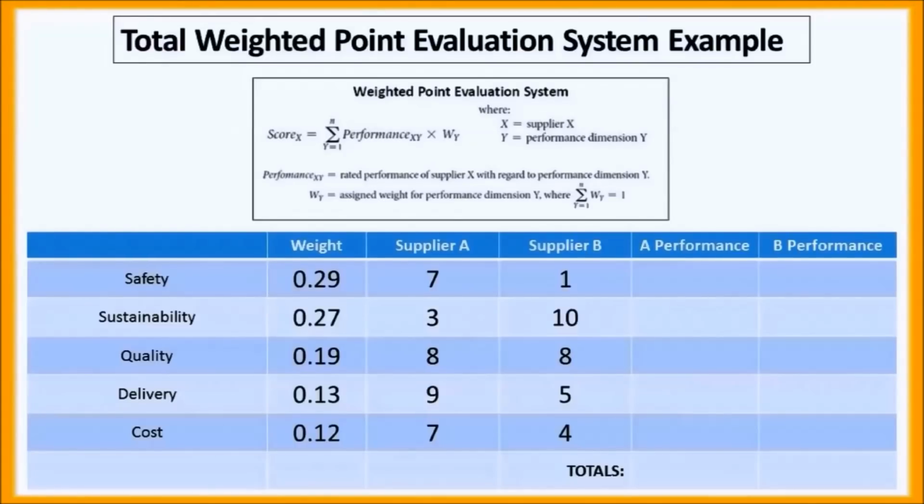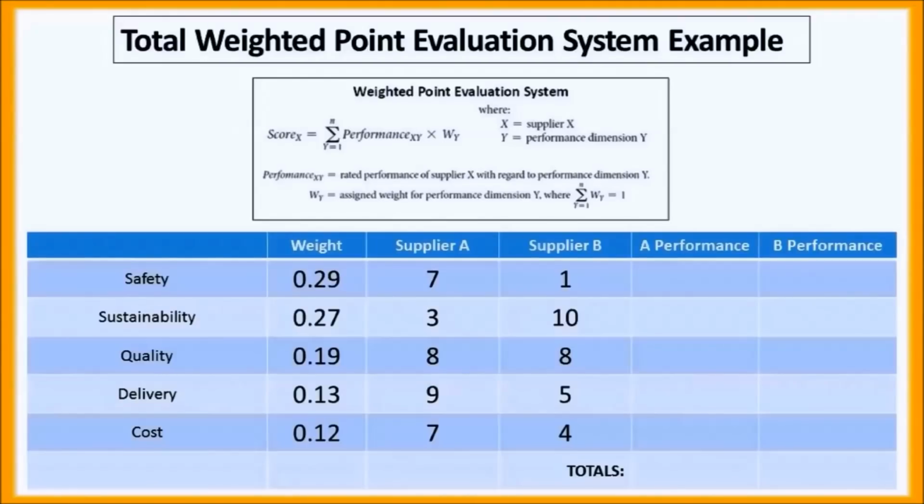And then the weights are there. The weights are importance. Now the first question that we need to answer is, is this a valid point evaluation system? And so there is an answer to that, and the answer comes from adding the weights. So for a valid weighted point evaluation system, the sum of the weights has to be equal to 1. So if you take 0.29 plus 0.27 plus 0.19 plus 0.13 plus 0.12, you find that that equals 1. And so this is a valid evaluation system to use, a valid weighting system to use.